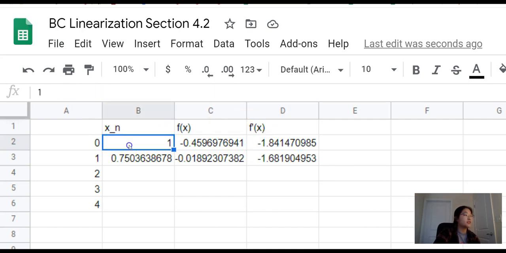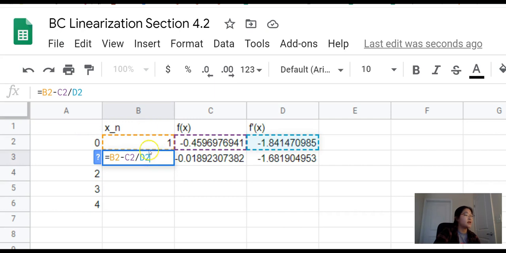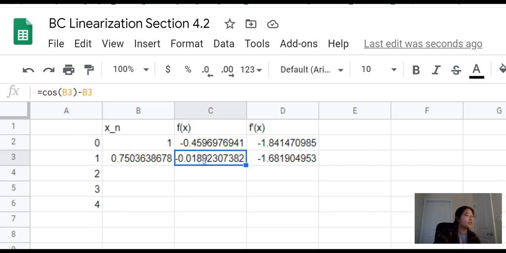So I called this cell B2. And then I got B2, which is the x naught, minus C2, which is f of x naught, over D2, which is f prime at x naught. So that is the value that I got. Okay, cool, right? That's what we got. And then now we need to evaluate. So I just got that by taking this cell, taking that little handle and dragging it down, and then I got a new point. Well, that's pretty nice.